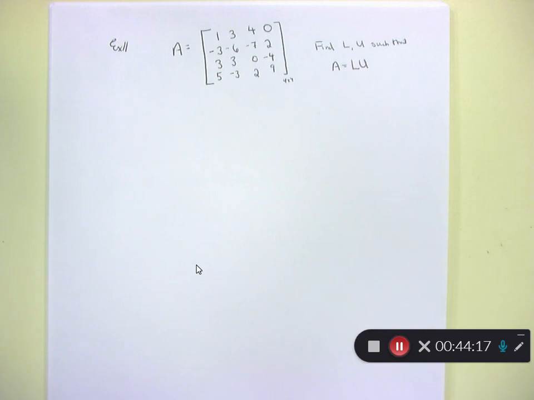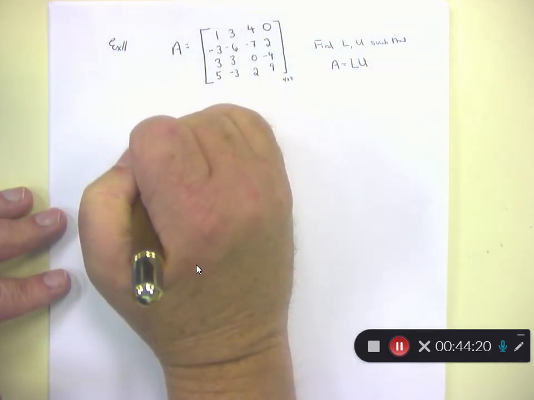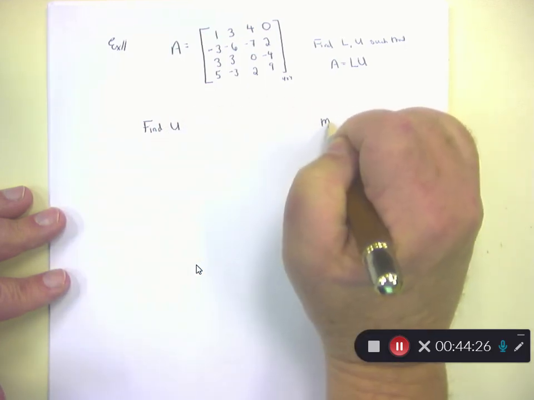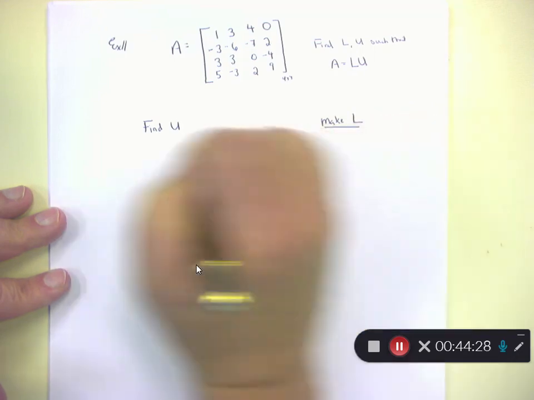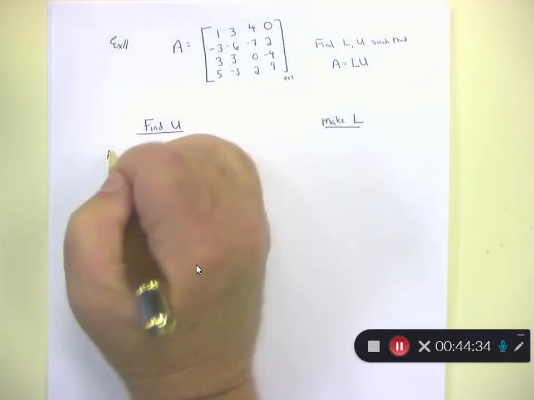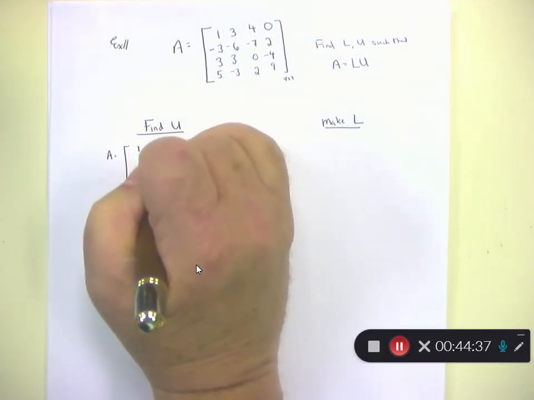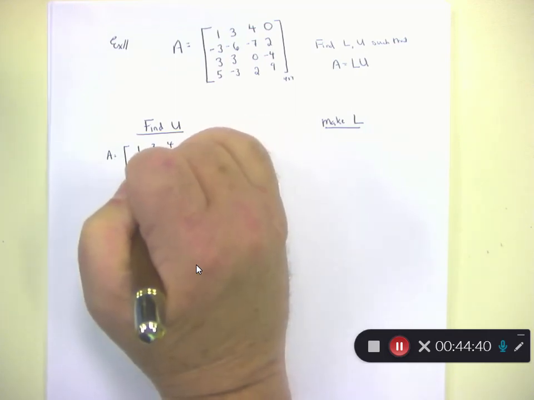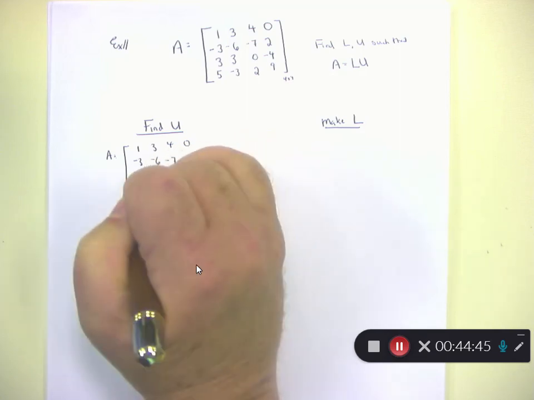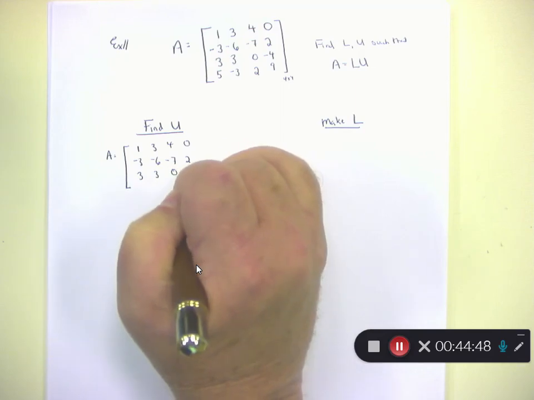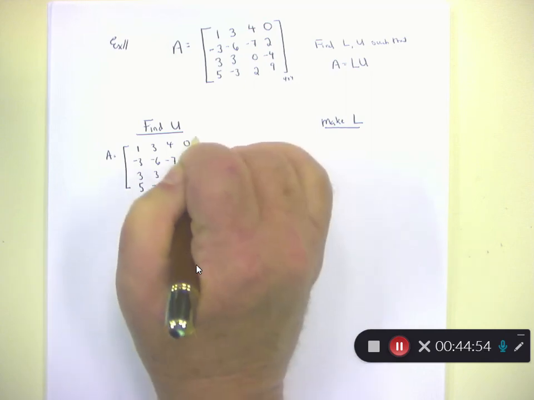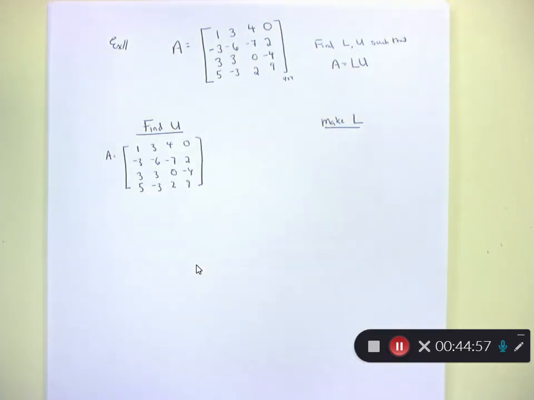All right. Here we go. And again, these are my words to understand this stuff. We're going to have to find what U is, and we're going to make L at the same time. All right. So the first thing I'm going to do is let's start with A. Let's recopy. 1, 3, 4, 0, negative 3, negative 6, negative 7, 2, 3, 3, 0, negative 4, and then 5, negative 3, 2, 9. Just recopy the old matrix A here. Okay?